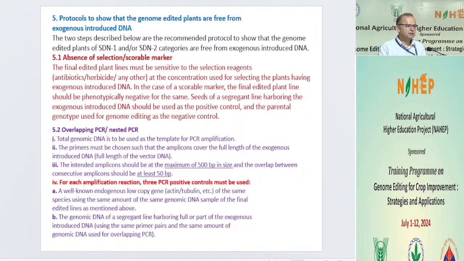Otherwise, you might have made some mistake in your reaction and you are showing no amplification has come. That's not allowed. So, you have to take proper control. What is the control? For each amplification reaction, 3 PCR positive controls must be used.